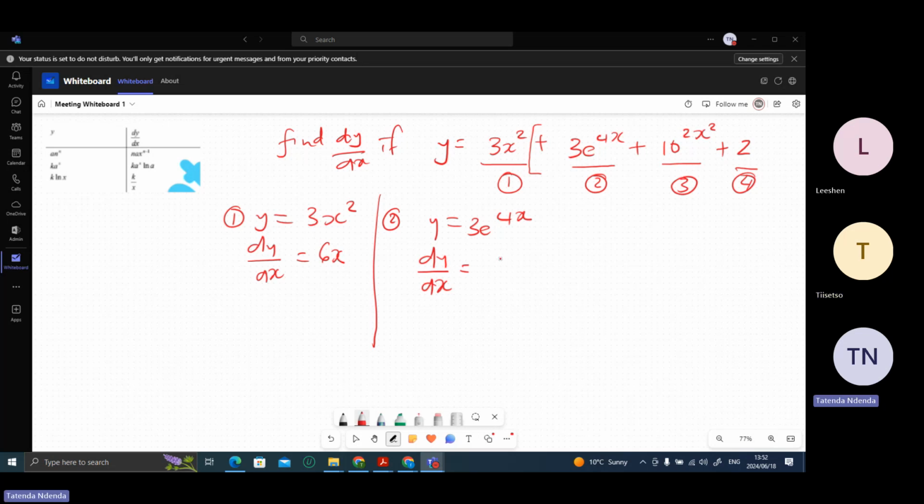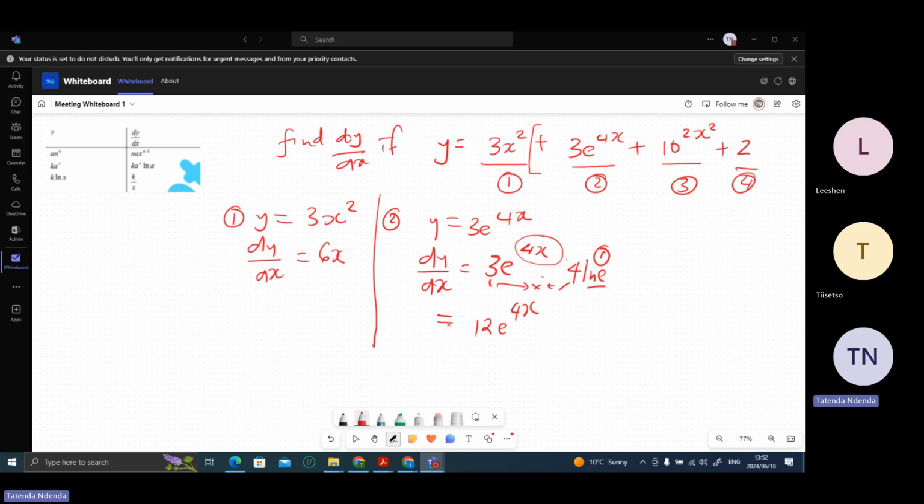3e to the power of 4x, multiplied by 12? Where are you getting the 12 from? Remember, you're supposed to differentiate the 4x, that's only 4. Times 4 times ln of e, and ln of e is 1. Meaning that this is now 12e to the power of 4x. The 12 we are getting from 3 multiplied by 4.